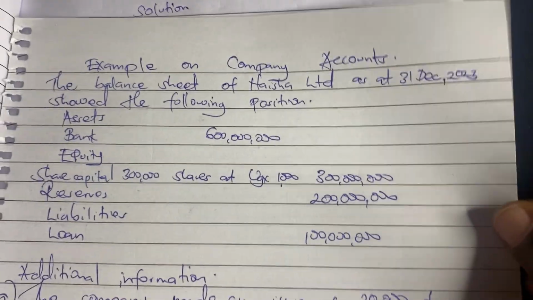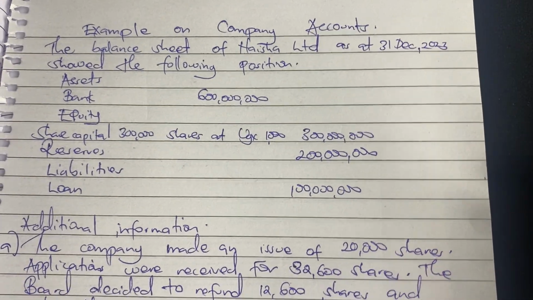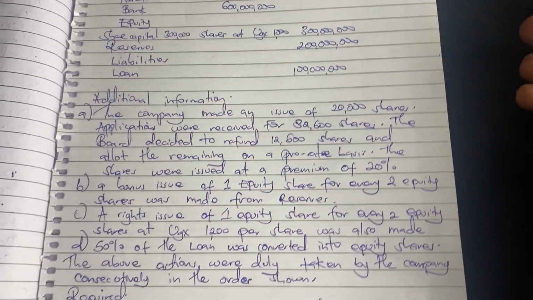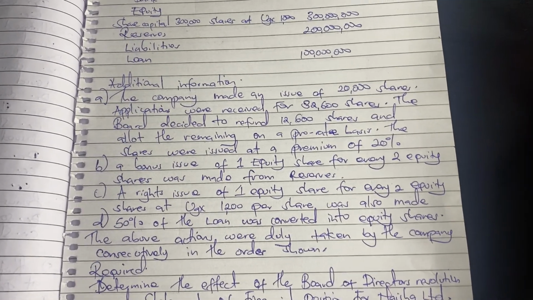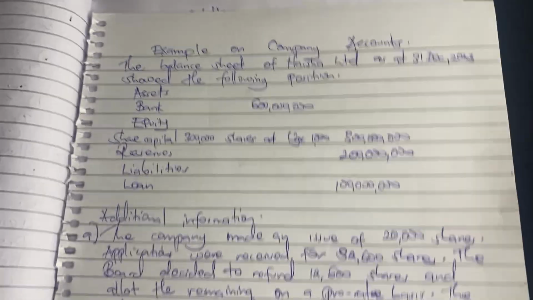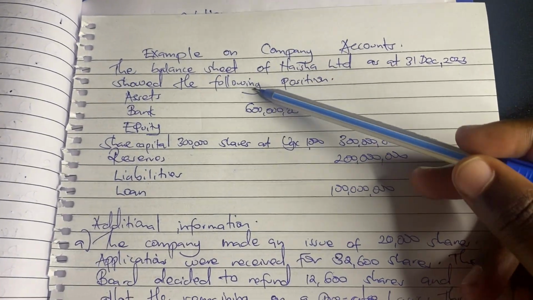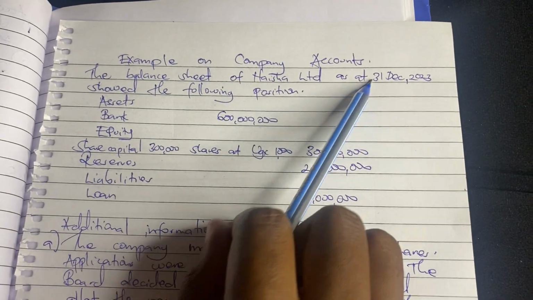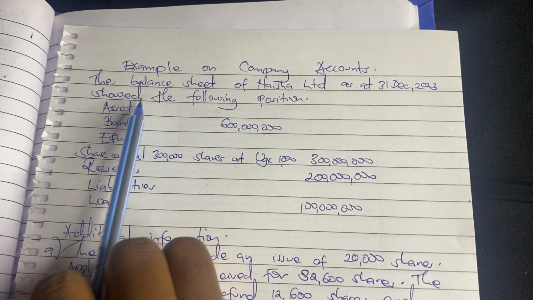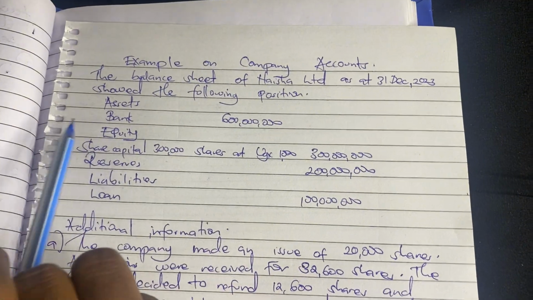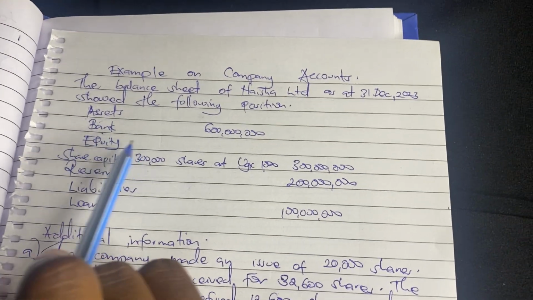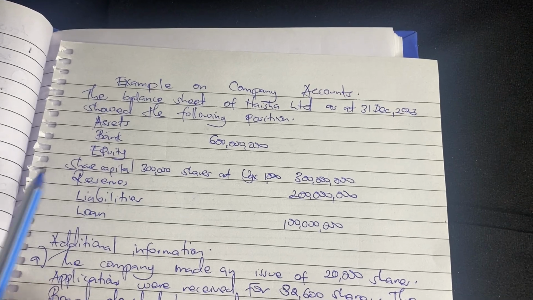In this video we are going to be having an example on company accounts. So this is the question. The question says the balance sheet of Nature Limited as at 31st December 2023 showed the following position. So we have the assets where we have bank, it had 600 million.